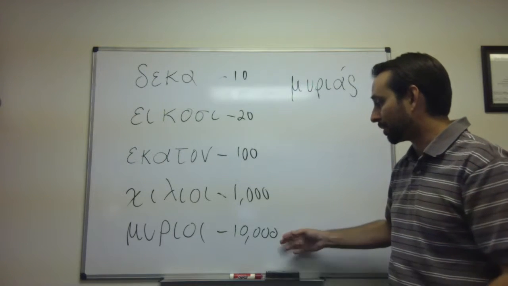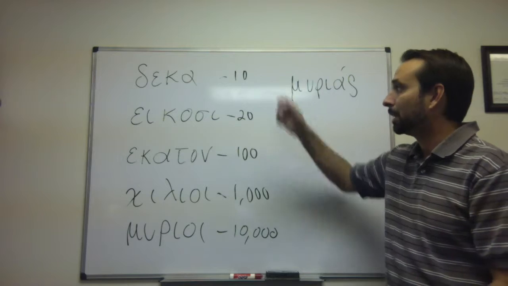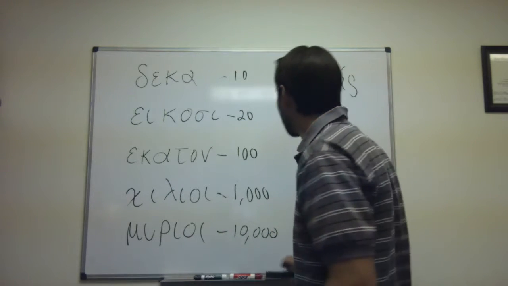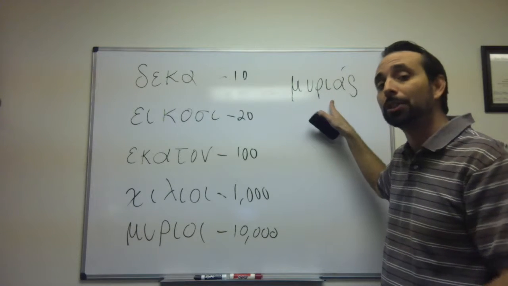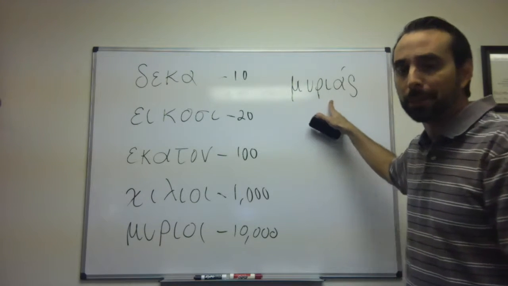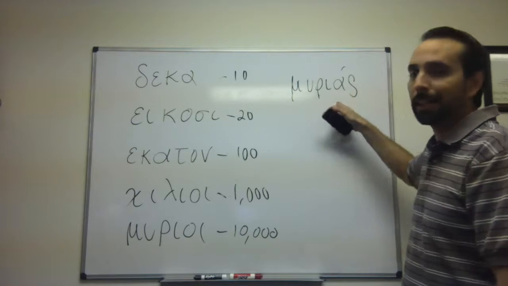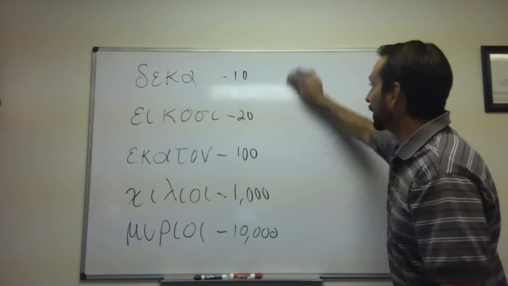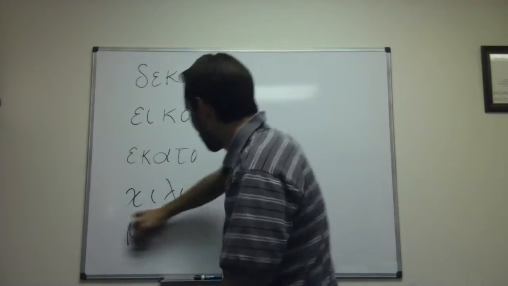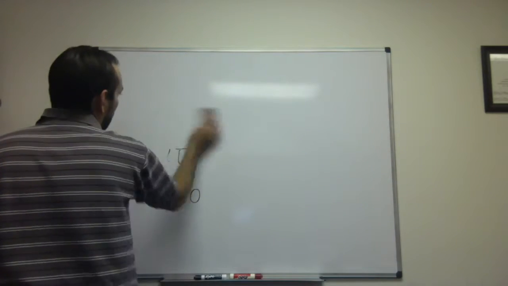So these are your 10,000, 1,000, 100, 20, and 10. And then this is a catch-all basket for over 10,000 units. If you're trying to talk 100,000s or a million or anything like that, they didn't have cardinal numbers that high. So murias becomes the catch-all basket for all those big numbers. Now, how do they construct numbers?